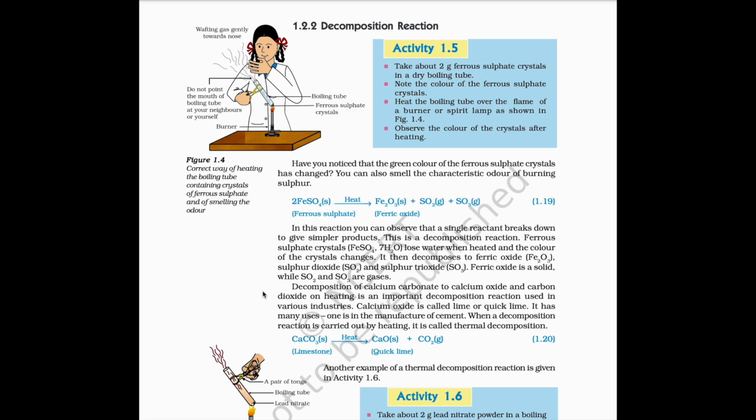Decomposition of calcium carbonate to calcium oxide and carbon dioxide on heating is an important decomposition reaction used in various industries. Calcium oxide is called lime or quicklime. It has many uses. One is in the manufacture of cement. When a decomposition reaction is carried out by heating, it is called thermal decomposition. CaCO3 solid, when heated, converts to CaO solid plus CO2 gas.